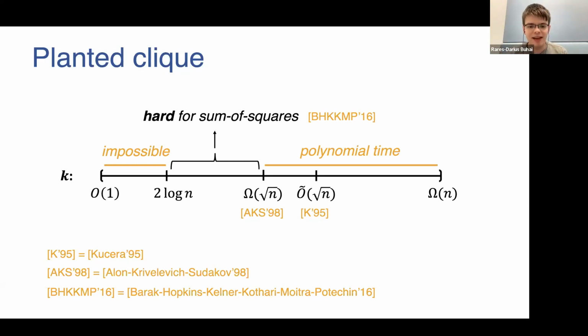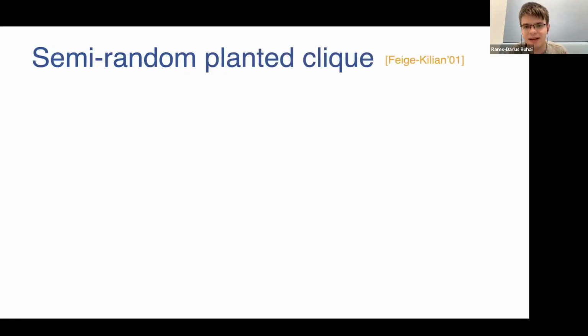But the good news here is that when k is at least root n, you can solve the problem in polynomial time. And this is something that's not possible for worst-case cliques, because it's an NP-complete, NP-hard problem. So the question here is, can you hope to do something similar in a more adversarial setting, without using that all the graph is random outside the clique? And that's how we come to the semi-random planted clique model.